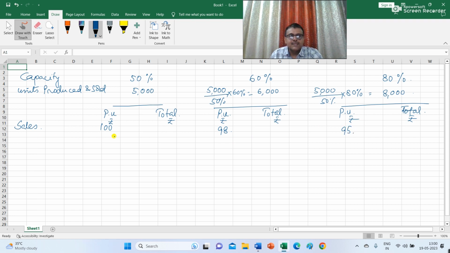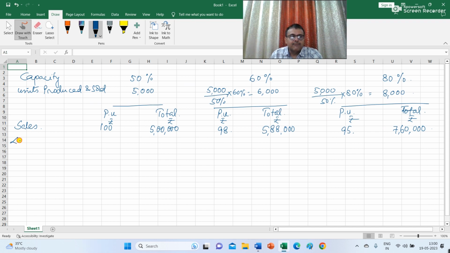So what is the total sales at 50% capacity? 5,000 multiplied with 100 is rupees 5 lakh. Then at 60% capacity, your total sales will be 6,000 multiplied with 98. This will be 5 lakh 88,000. And at 80%, 8,000 multiplied with 95 is 7 lakh 60,000. So we have calculated the sales at 50%, 60% and 80% capacity level.